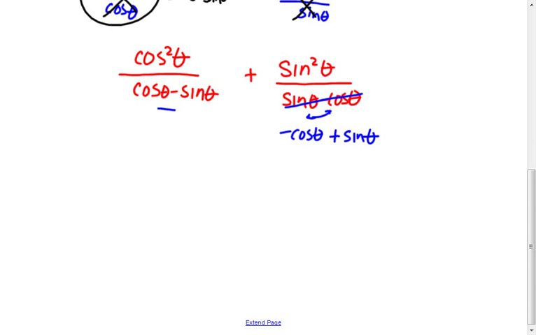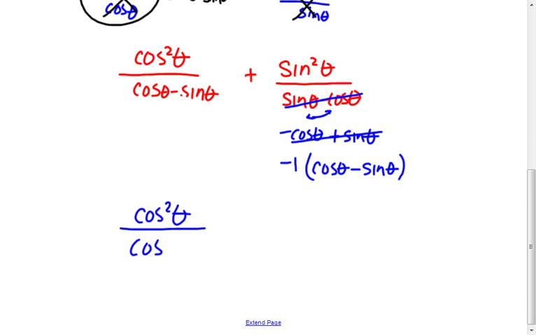Which is similar to this one over here, but it's not the same. What you'll notice is that this is positive cosine and negative sine. This is negative cosine and positive sine. So they're opposites of each other. So really what you can do is factor a negative 1 out of here. And if I factor a negative 1 out of here, then I will have positive cosine minus sine. Okay? So I'm going to just rewrite this and clean this up a little bit. I haven't touched anything over here. Over here I have this.